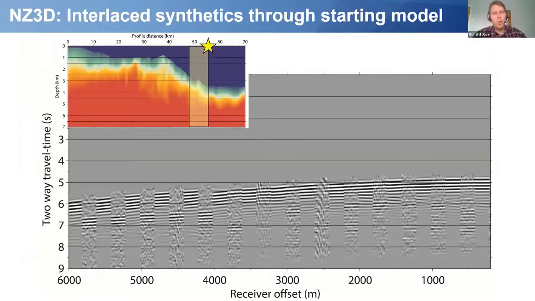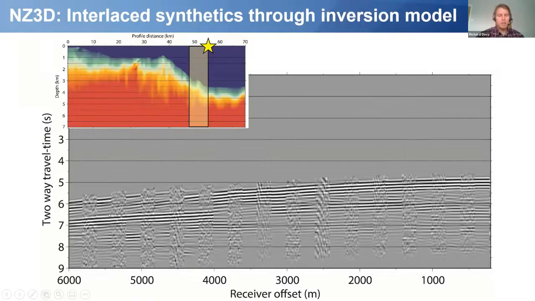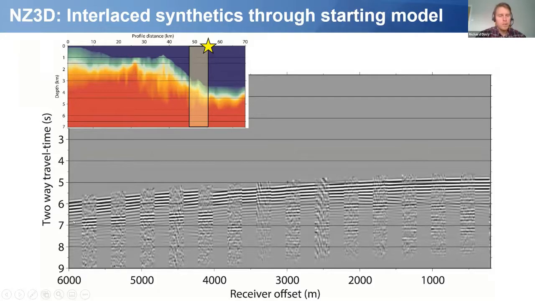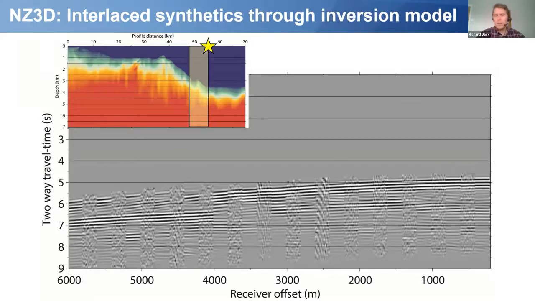So now I guess we want to quality check how our models look after the inversion. So again, we have this interlaced synthetic. This is through the starting model. And we can see that at the longer offsets, and particularly in time, we've got quite a big mismatch. After the inversion, we can see that we're matching this to a much greater degree, particularly this reflection through here. So before it's completely mismatched, but through our iterative scheme, we're now matching to a great degree.